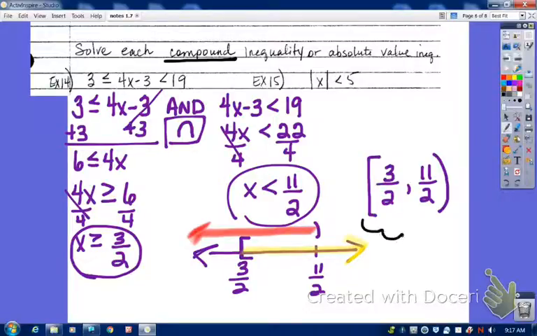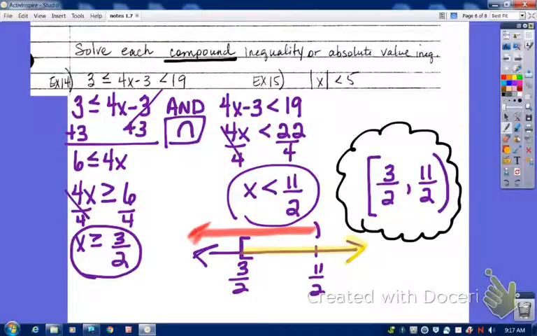So I think you've done compound inequalities before. Have you done ands and ors? You probably just haven't done the interval notation, but you've done the graphing part. So the interval notation is kind of the new part on that. All right, example 15 will not be as long.